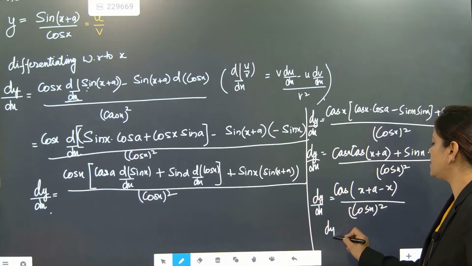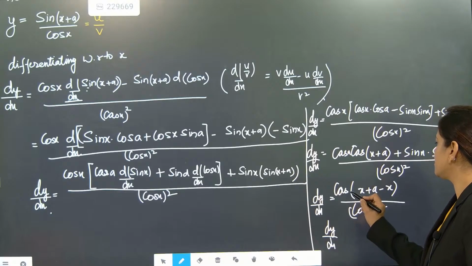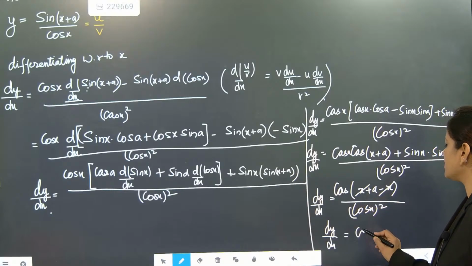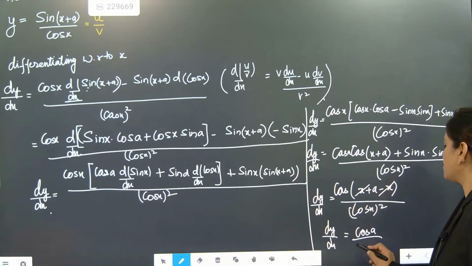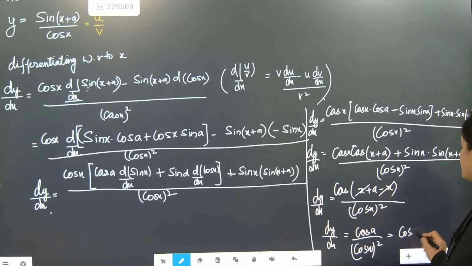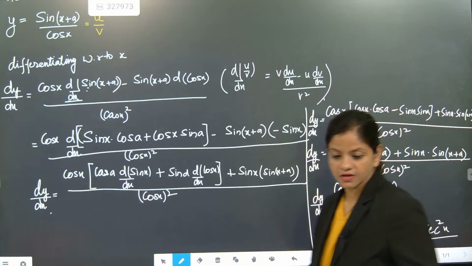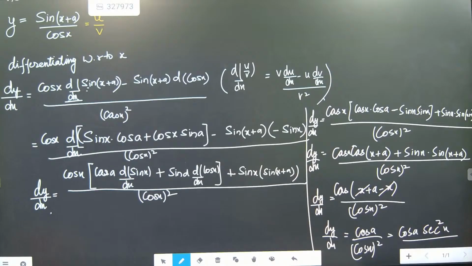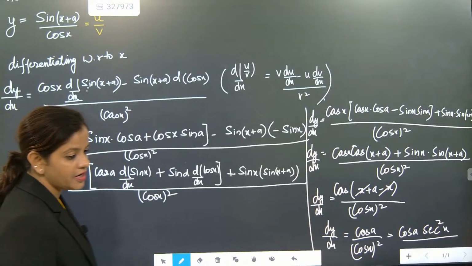This will be as it is, dy by dx. So now dy by dx is equal to cos of this, so this and this will get cancelled. It will come cos a by cos x whole square. So this answer will come cos a into secant square x. This is the final answer. Cos a into secant square x. In the final step I have written, I did not leave anything here.